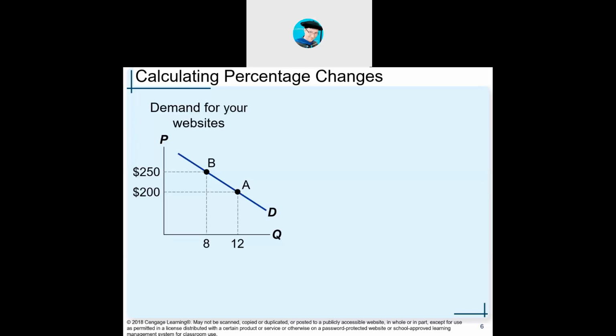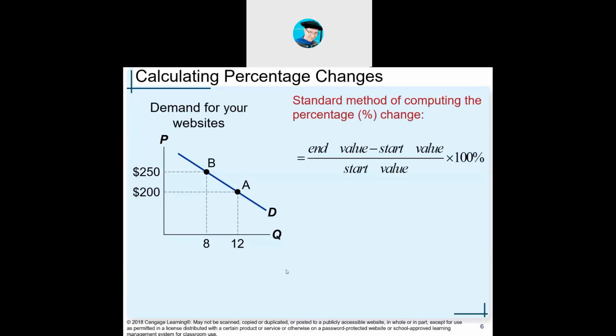So if that's the case, 8 at 250, it helps if I do this right. 8 times 250 is 2,000. So that would result in a decrease in revenue by $2,000.